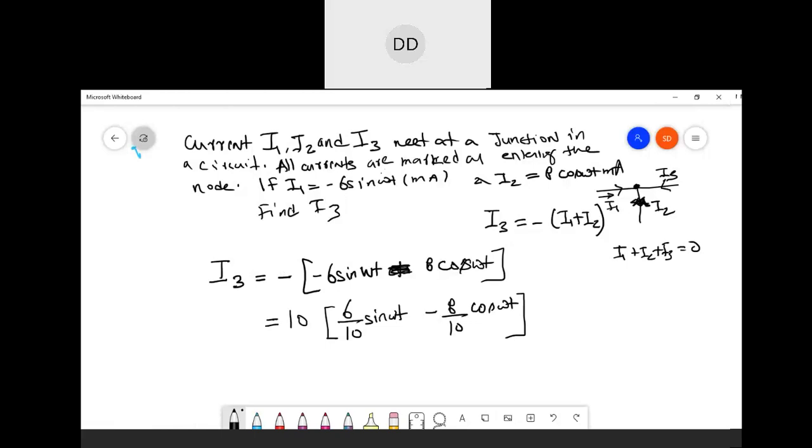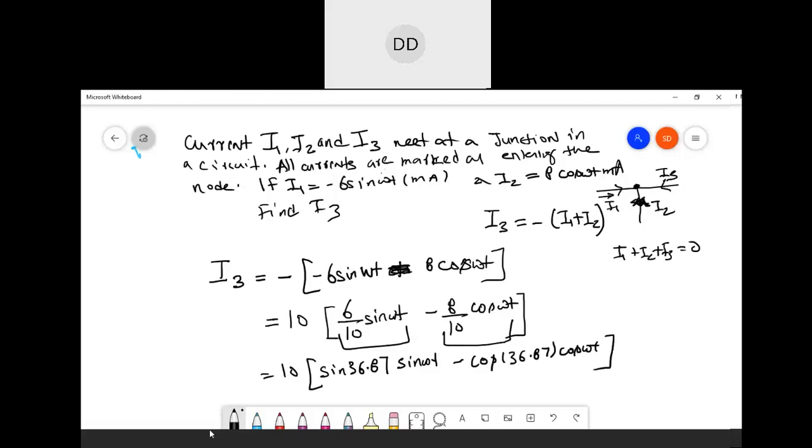So here you can write, taking 10 outside, sine inverse of 6 by 10 would be 36.87, into sine omega t, minus, you will get the value of cos of 36.87 into cos omega t.